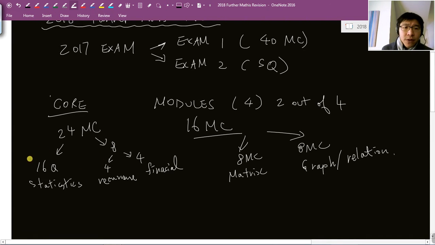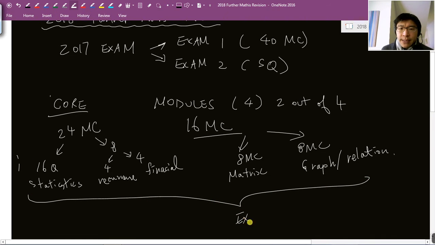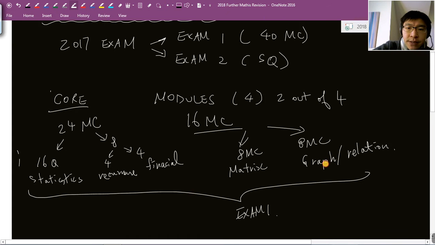Then if you're looking at examination two, all of this that we've done is our exam one, and we have exam two, in pretty much the same situation. For examination two, there are about 24 marks related to statistics. Then we have 12 marks related to financial math and recurrence.